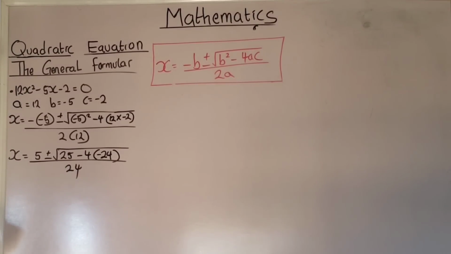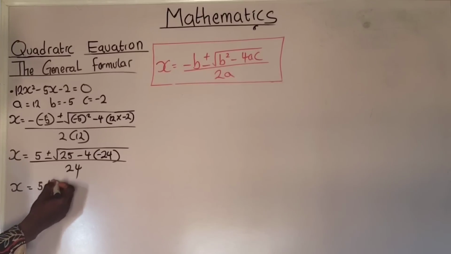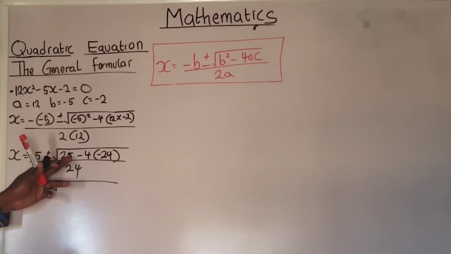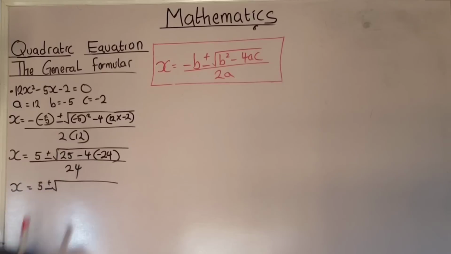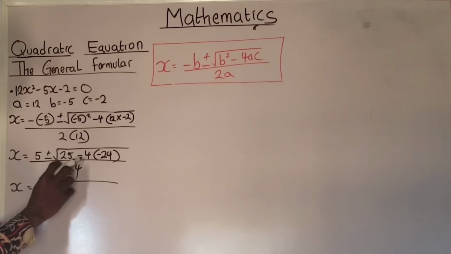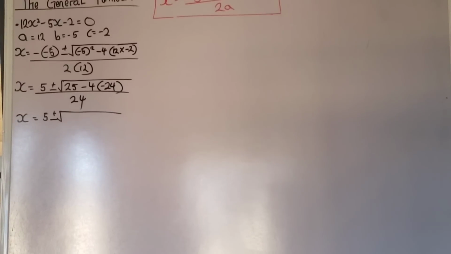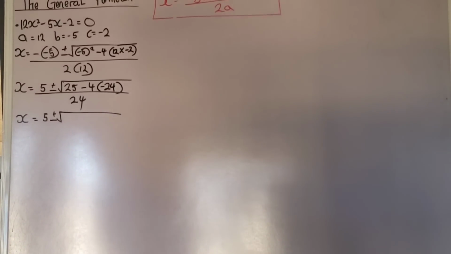Do you understand? Okay, here, let's proceed. X will be equals to 5 plus or minus. Now, let us simplify this. 25 minus 24 multiplied by minus 24. The first step is that you have to first take the product, the product of minus 4 and 24. You understand?